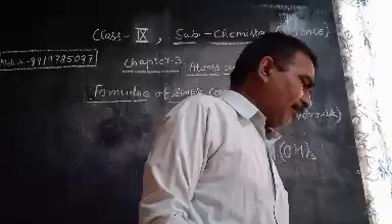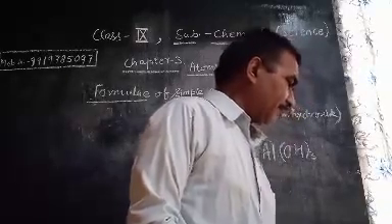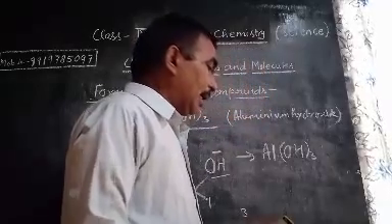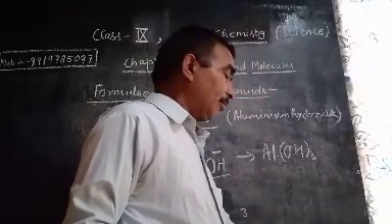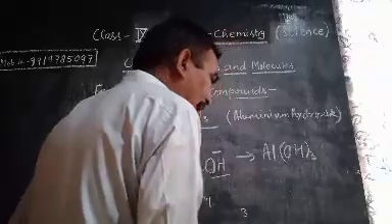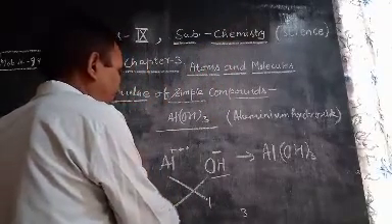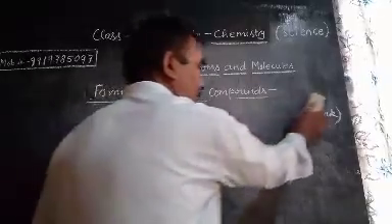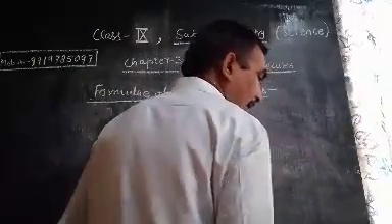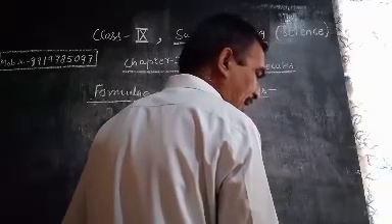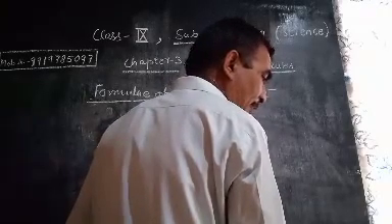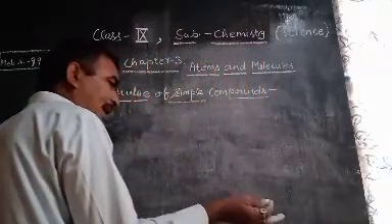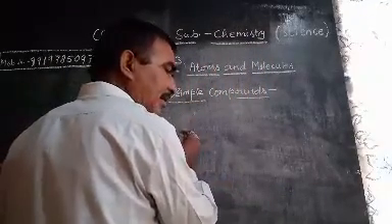Further, some more questions are given in the in-text questions. Question number 1 is, write down the formulae of sodium oxide, aluminium oxide, sodium sulfate, magnesium hydroxide. I have already explained all these questions in our examples.